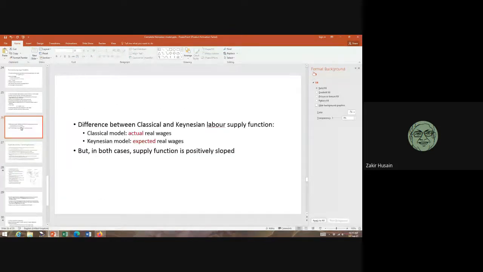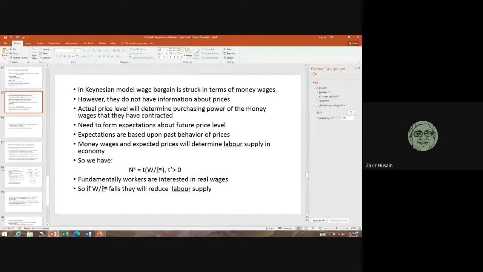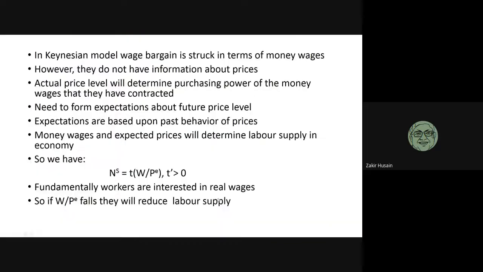Okay. So that is why you have to have an idea about what the price level is, particularly in the future. So Keynes said that workers will form expectations about the future price level. Unlike the classicals, where we make the strong assumption that they know what the future price level is, they say that, look, I will form expectations. And these expectations are formed on the basis of past behavior of prices.